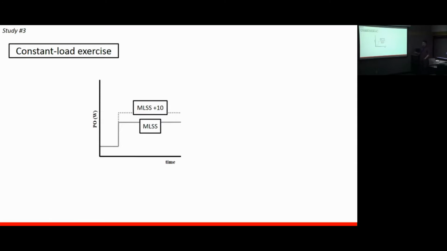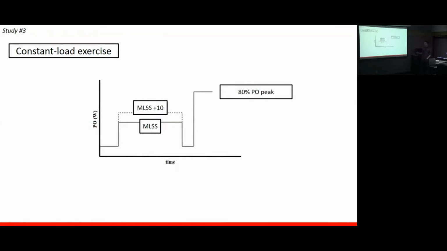So participants came in, they performed two sessions at MLSS at this intensity, and also 10 watts above, so slightly above, very little increase. However, after each of the exercise bouts, these were 30 minutes long, they were asked to perform a time to exhaustion.